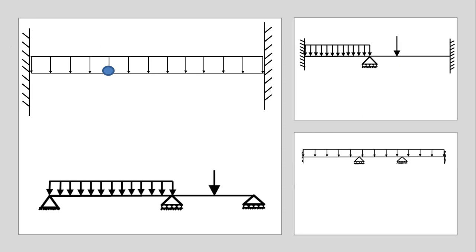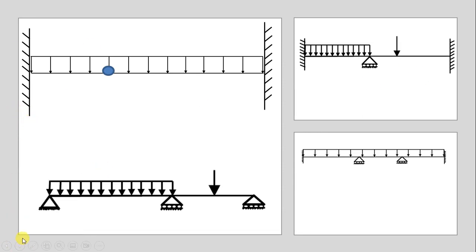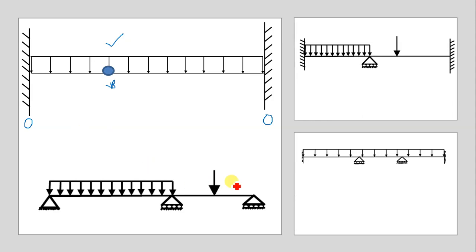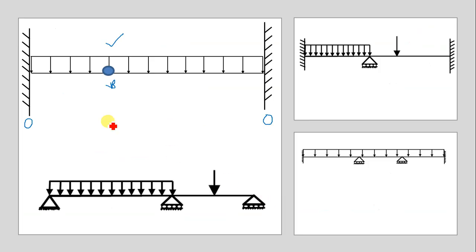Now here, as the figure shows, this is a fixed support, so 0 degrees of freedom. Now this is an internal hinge. Say at B, an internal hinge is there. Now let me change the color. For an internal hinge, what is the condition? If an internal hinge is there, it offers 3 degrees of freedom: theta 1, theta 2 and translation delta. So let us see how it works.